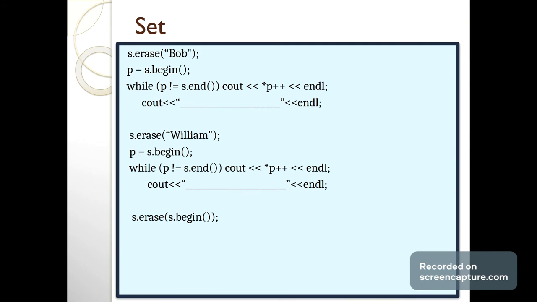After that, I am writing s dot erase s dot begin, which means I want to erase from the beginning. That is why I am giving s dot erase s dot begin, and then traversing till the end of my entire set, and I am displaying the elements. So this is going to be written again. Then begin means it is going to delete Alice from there.